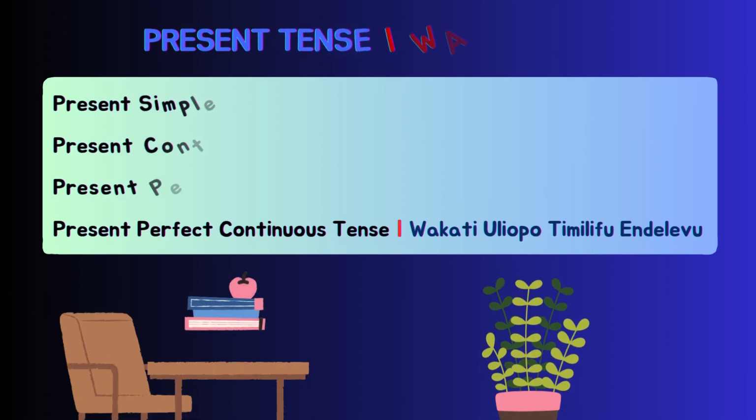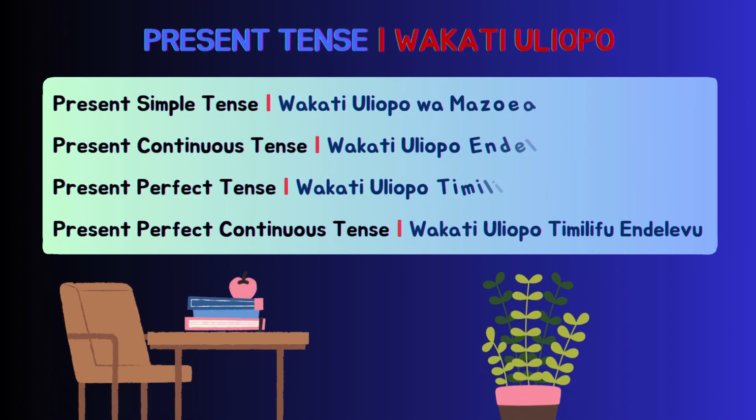Each of the primary types of tenses, present, past, and future, is classified into 4 categories. Together, these form 12 classes of tenses. Now, let's uncover the present tense categories. These include 1. Present simple tense. 2. Present continuous tense. 3. Present perfect tense. And 4. Present perfect continuous tense.